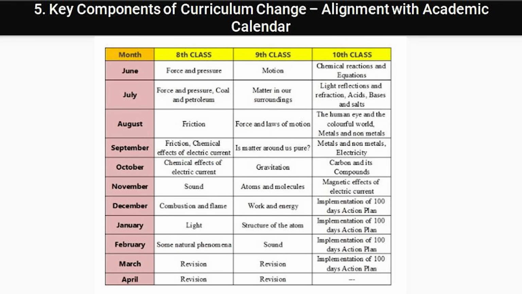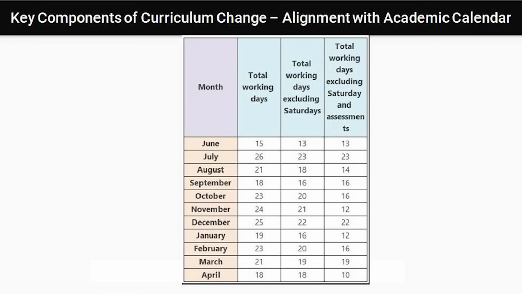Now we will move to a new area of the science curriculum, that means the key components of curriculum changes that occurred this year. If you see this slide, each and every concept is aligned with the academic calendar. Here, if you observe the syllabus for 8th, 9th, 10th classes, everything is aligned with the academic calendar.